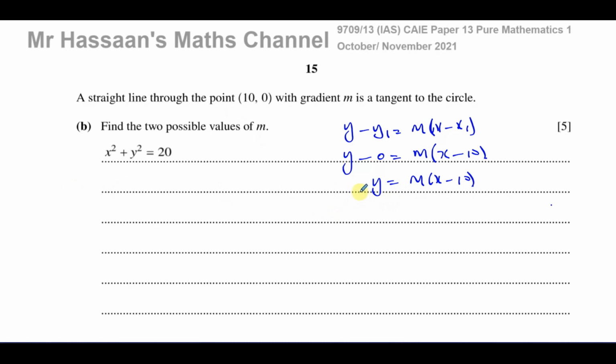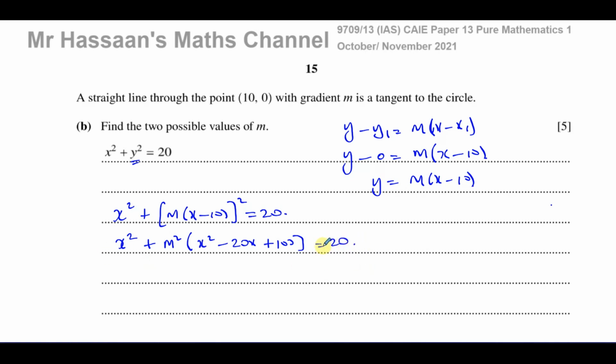And again, to know when these two functions intersect, we can use the same method that we used. We can replace the y with m times (x minus 10). So x squared plus, then I'm going to put m times (x minus 10) squared. So I've replaced the y with m times (x minus 10), and that's equal to 20. I'm going to try to simplify this now. I have x squared plus, if I square this, I'm going to get m squared times, if I square this, x squared minus 20x plus 100. Okay, and that's equal to 20.